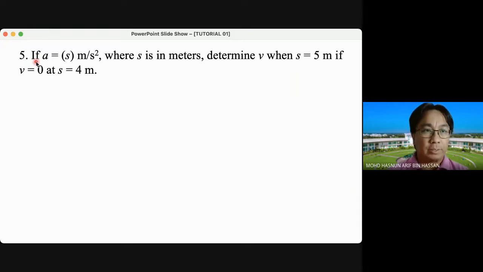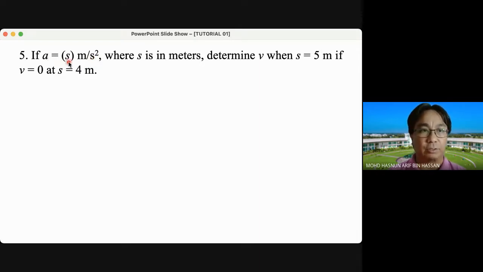Okay. So, if A equals to S. Ini dia punya function lah. A sama dengan S, meter per second square, where S is in meter, determine V when S equals to 5 meter if V equals to 0 at S equals to 4 meter. Okay. Yang ini dia tak ada bagi tahu that S is constant. Okay, so daripada function ni pun kita dah tahu dah S ni tak constant.